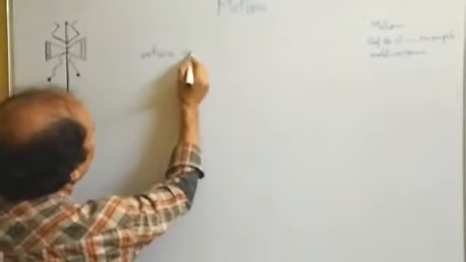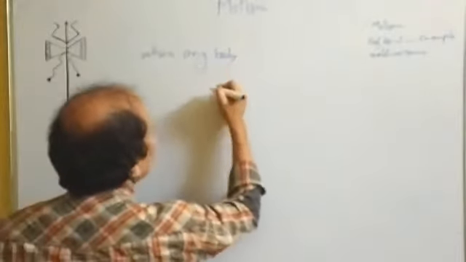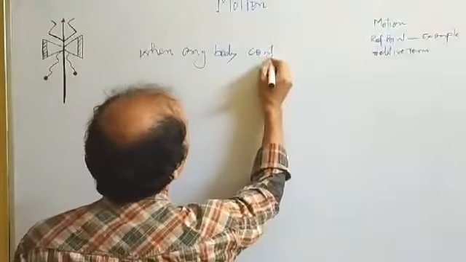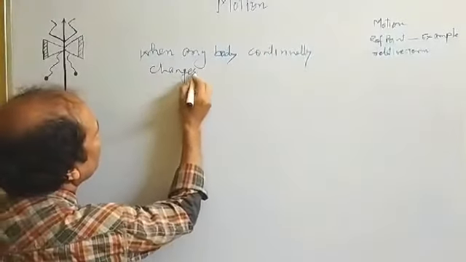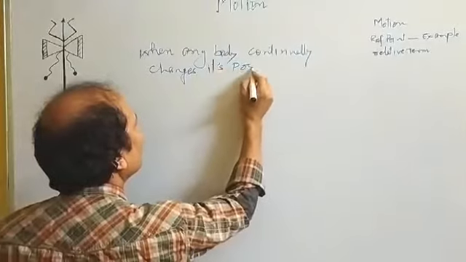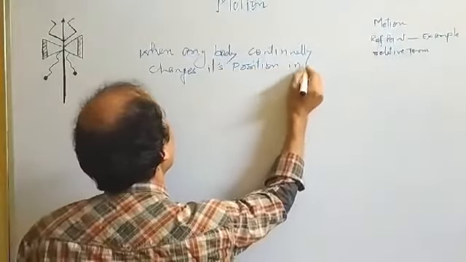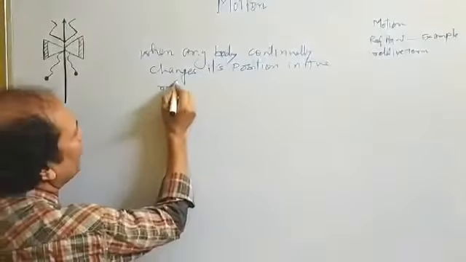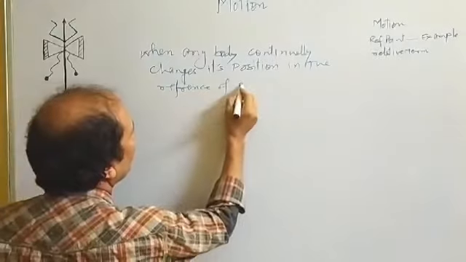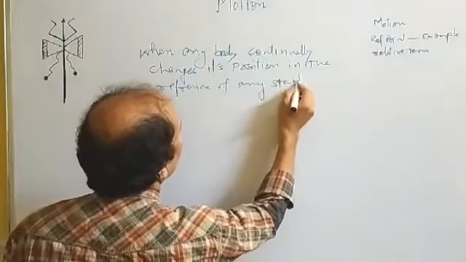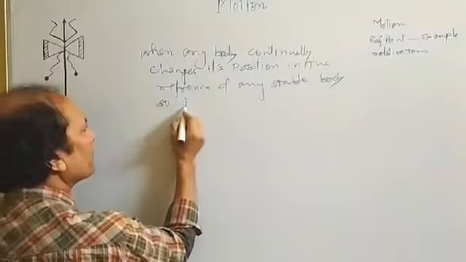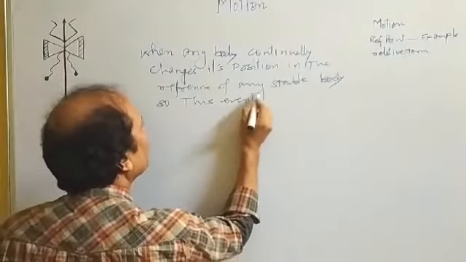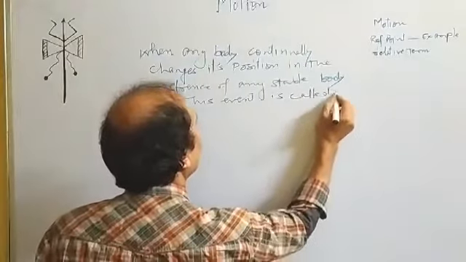How does it happen? Say this: when any body continually changes its position in the reference of any stable body, so this event is known as motion. This event is called motion.